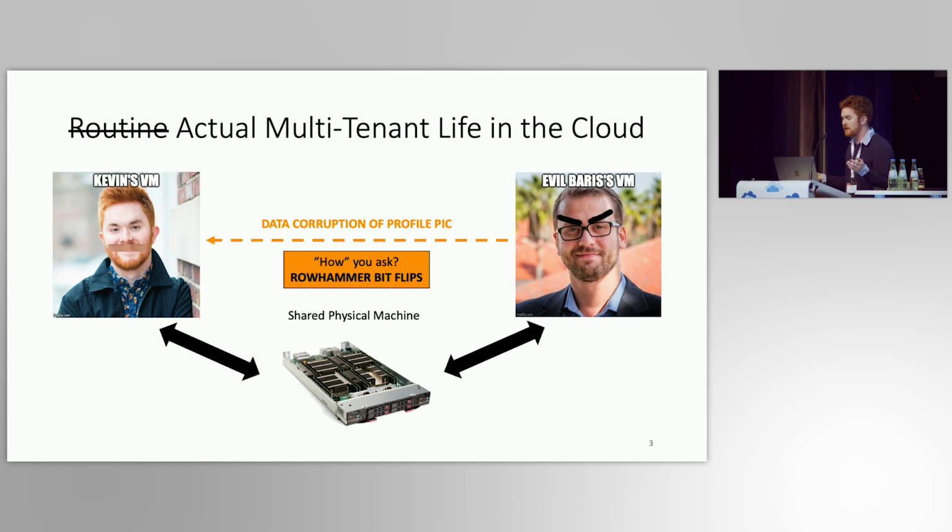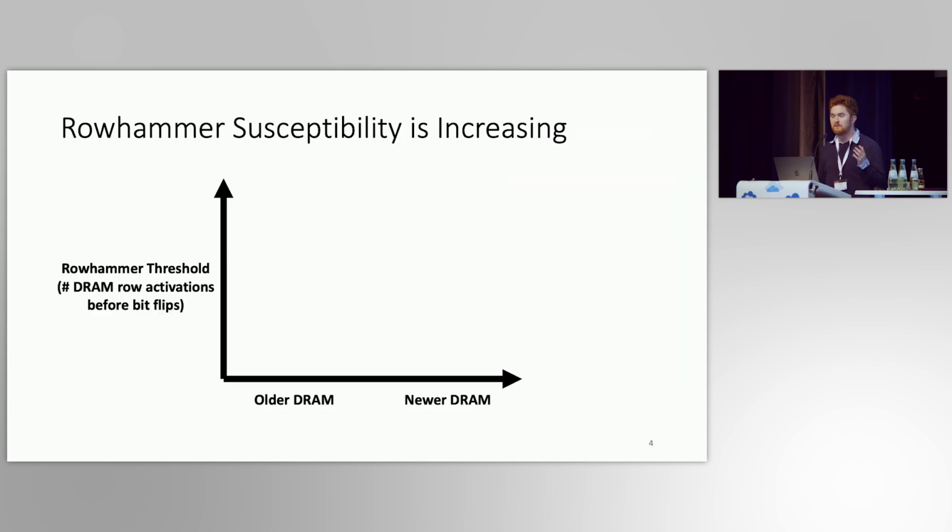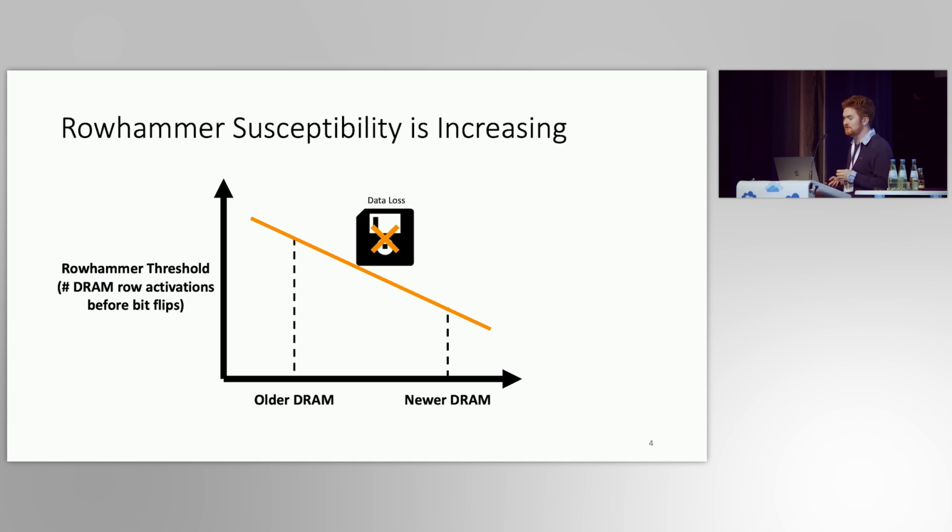nearby locations of DRAM. Why Rowhammer is such a concerning problem is particularly because the susceptibility to it is literally getting worse. On the y-axis here, we have the threshold of access rate that you need to surpass in order to see Rowhammer bit flips. As we compare from older DRAM to newer DRAM, the threshold is actually lowering, so it's easier to flip bits in newer DRAM than in older DRAM. And these bit flips manifest at the system level as very problematic things such as data loss, machine failures, and even privilege escalation, the complete subversion of the machine.